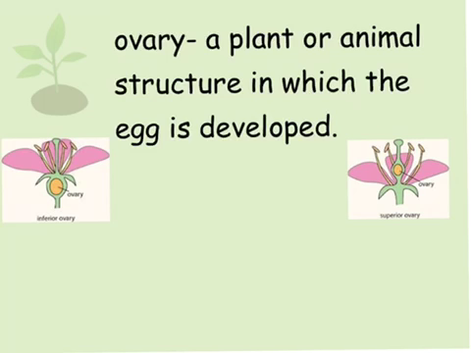The ovary is our next word. It's a plant or animal structure in which the egg is developed. Now there are a couple different types of ovaries, and I've showed you a diagram on this slide of each of the ovary. There can be an inferior ovary, which is when the ovary is below the petals, and a superior ovary in which the ovary is more near the petals than underneath it. Now you won't have to know which is inferior and which is superior. I'm just showing you there's two different types of ovaries. But again, it's a plant or animal structure in which the egg is developed. That's the egg portion of our fertilization.